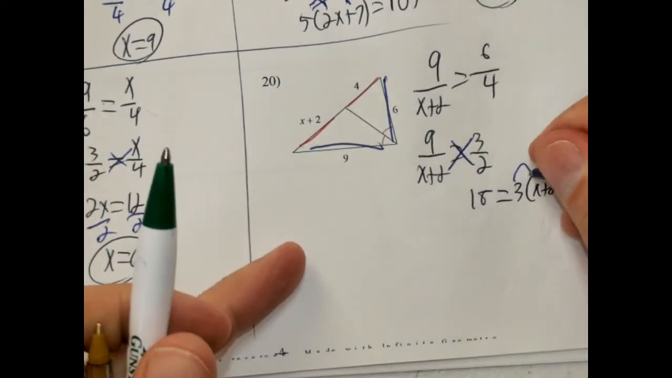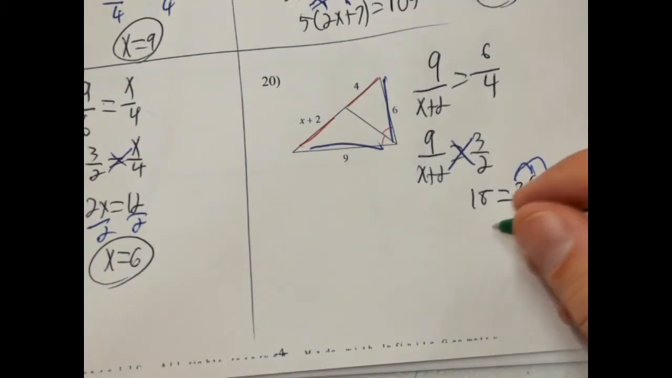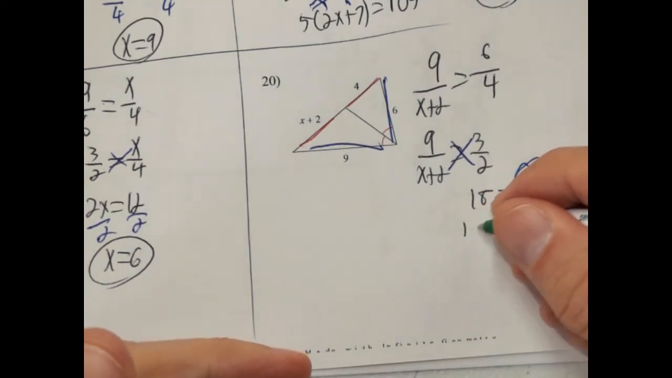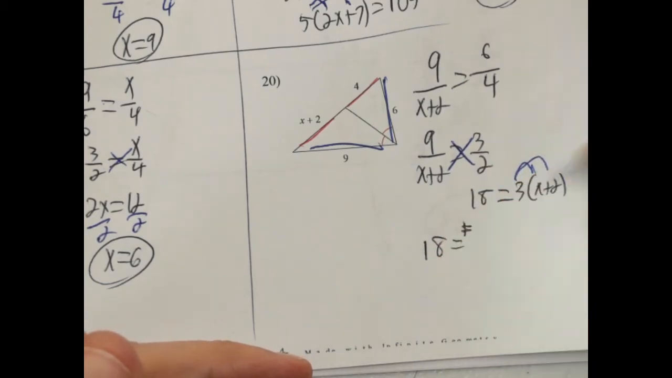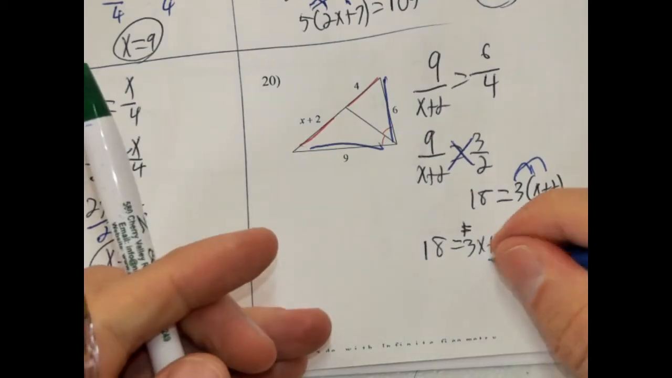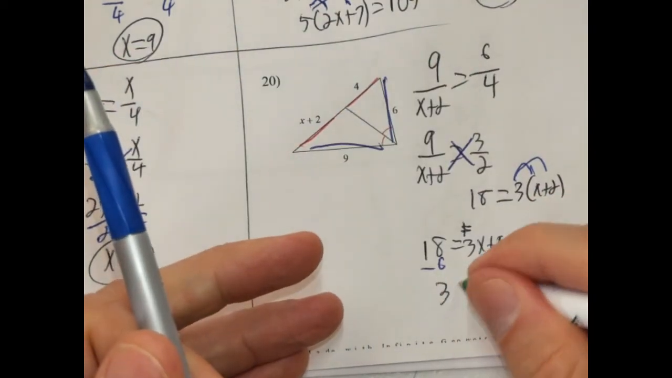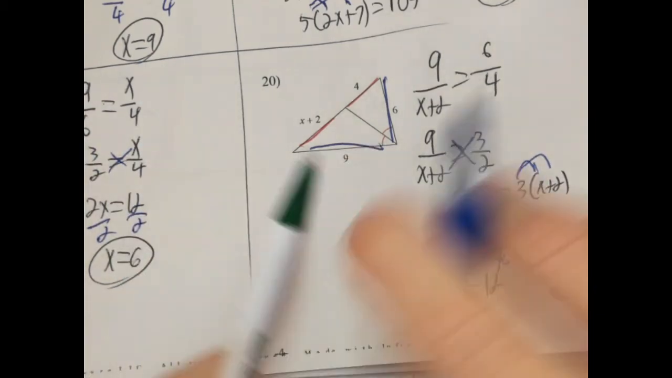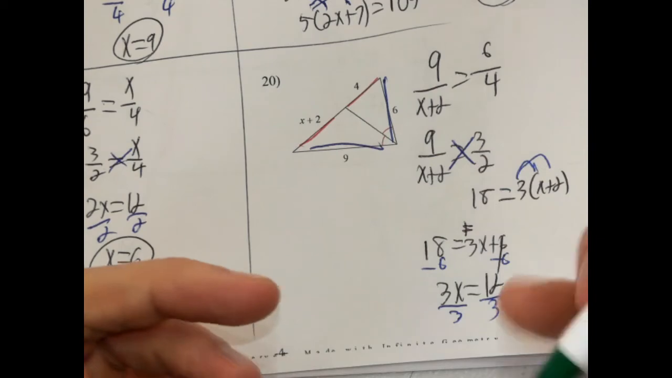We're going to distribute that 3. Again, you could divide both sides by 3. They both are equally valid, but I'm just doing it this way. And to get extra confusing, I'm going to go back over here. 18 equals 3x plus 6. Let's subtract 6 from both sides. Get rid of our constant. 3x equals 12. Divide by our coefficient. And x will equal 4.